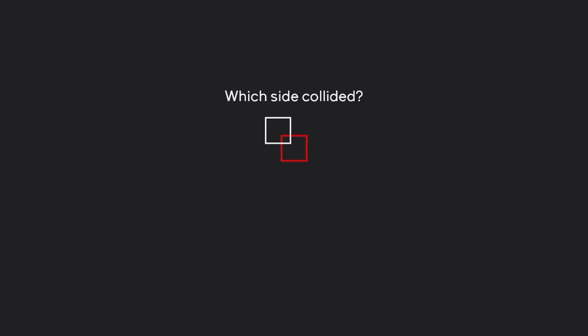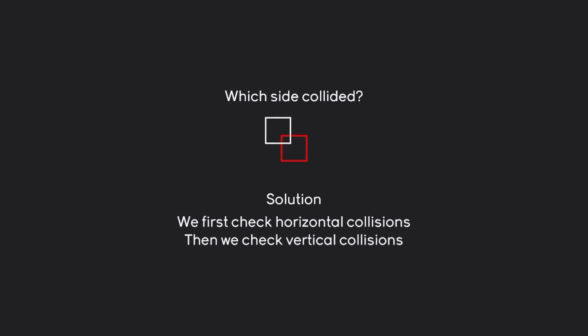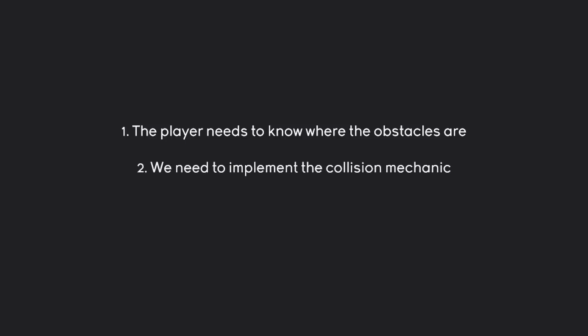And the solution to all of this is that we are first going to check the horizontal collisions and then the vertical collisions. And that way there's no ambiguity in terms of where we collided. And in terms of what we actually are going to do in our code, our player needs to know where the obstacles actually are. That's really important to make all of this work. Then next up, we have to implement the collision mechanics. And finally, we have to combine the move and the collision methods, because those two are very closely linked.